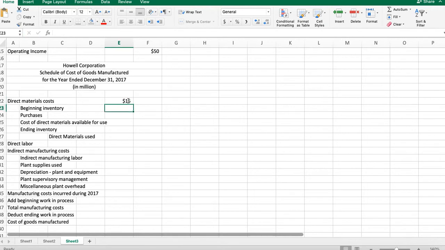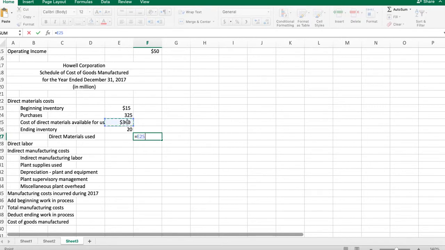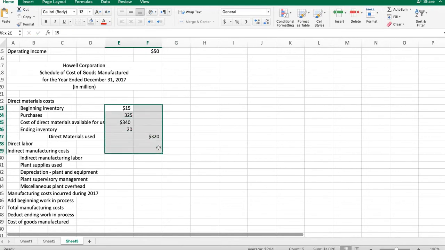So our direct material cost, beginning inventory was given to us, $15 million. Purchases was given to us as well, and so what we have available for use are the two added together, and then our ending inventory was given to us, and so our direct materials used would be the materials we have available to use minus the ones we didn't use. So kind of chew on that a little bit, make sure you understand how that whole process works.